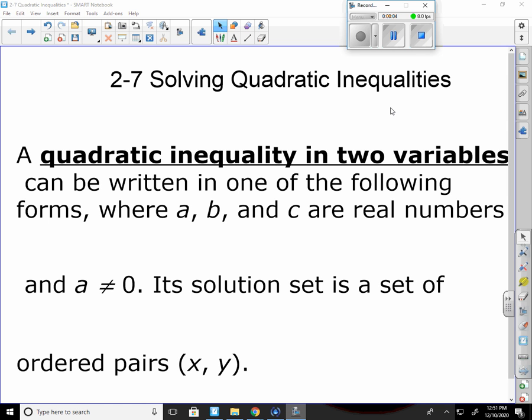2.7 Solving quadratic inequalities. A quadratic inequality in two variables can be written in one of the following forms, where a, b, and c are real numbers and a is not equal to 0. Its solution set is a set of ordered pairs of x and y.